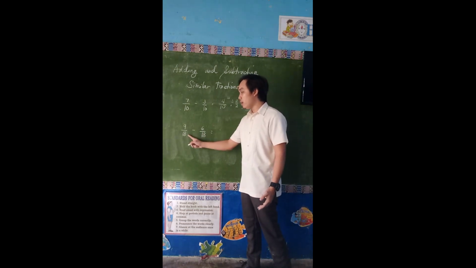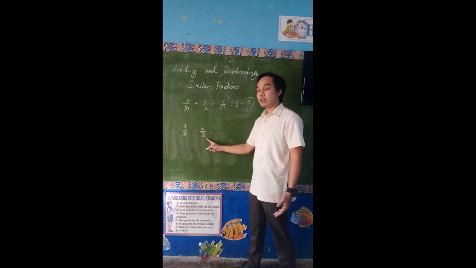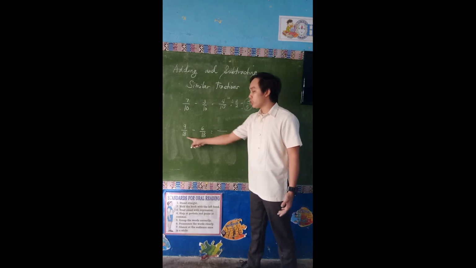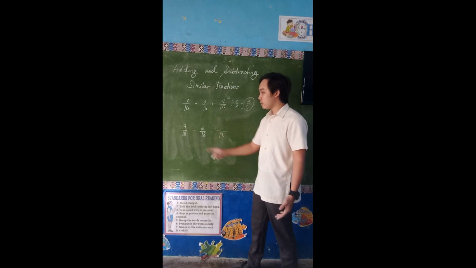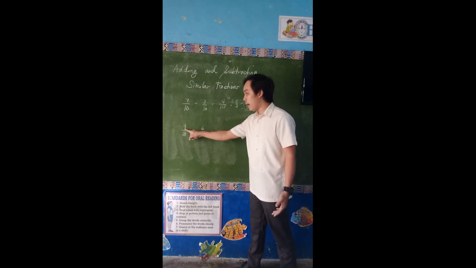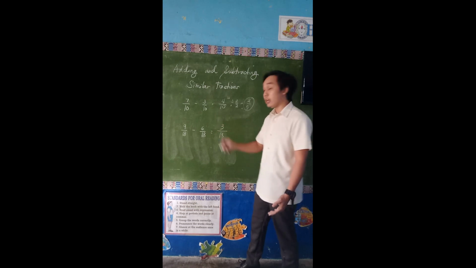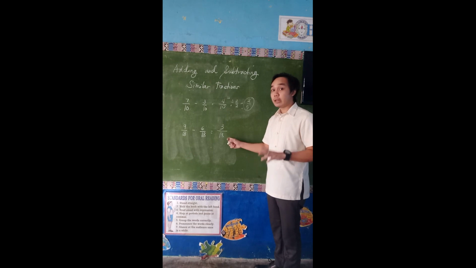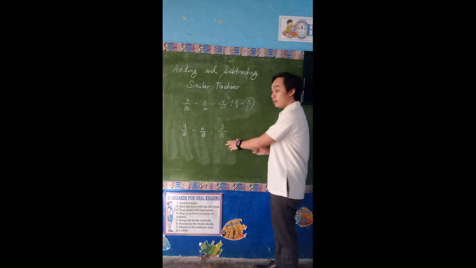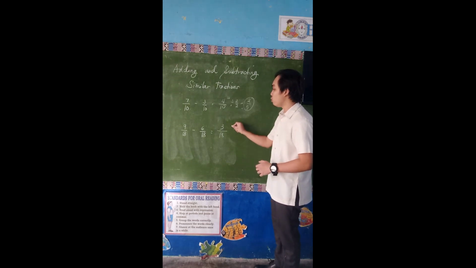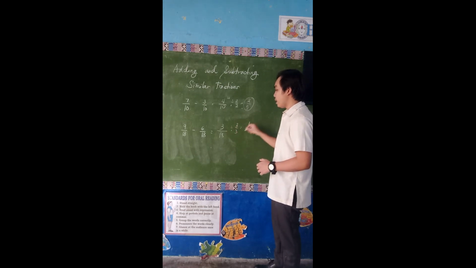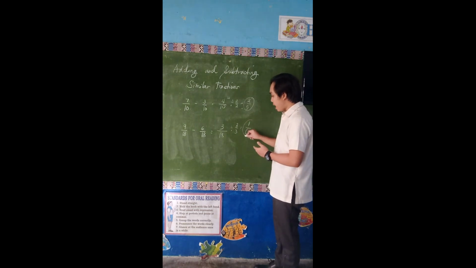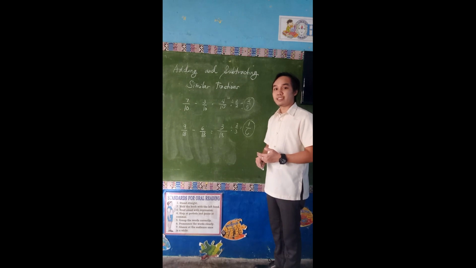Next, 9 over 18 minus 6 over 18. Copy our denominator, which is 18. Next, subtract our numerators. We have 9 minus 6, we have 3. So our answer is 3 over 18. Is this our final answer? Not yet, because we need to get its lowest term. So divide it by 3. 3 divided by 3, we have 1. 18 divided by 3, we have 6. So our final answer is 1 over 6. Good job.